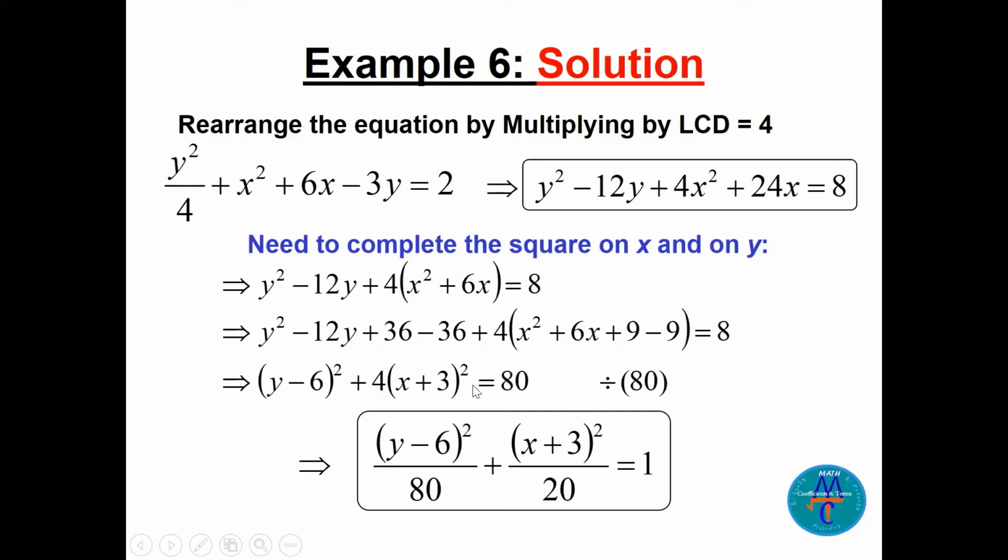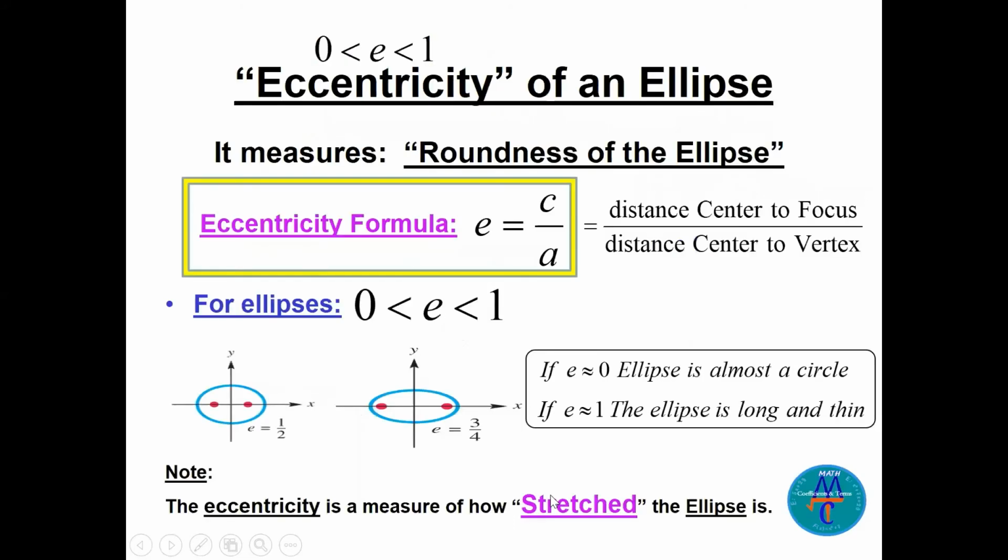Let's divide both sides by 80. So y minus 6 squared divided by 80 plus x plus 3 squared divided by 20 is equal to 1. This is the ellipse. Now you can find a squared is 80, b squared is 20, etc. You can find anything you like.